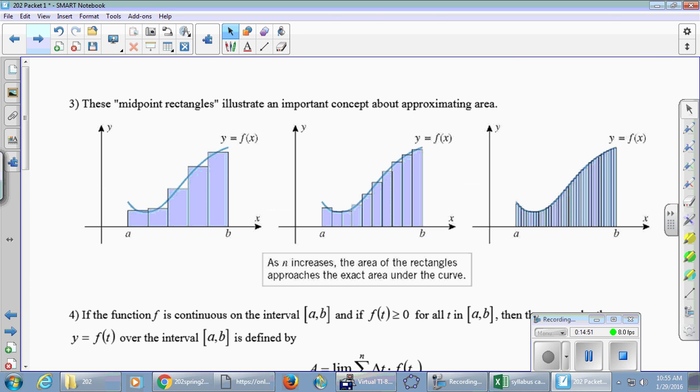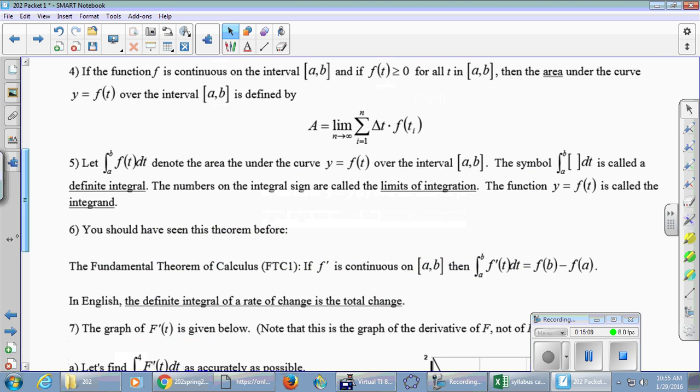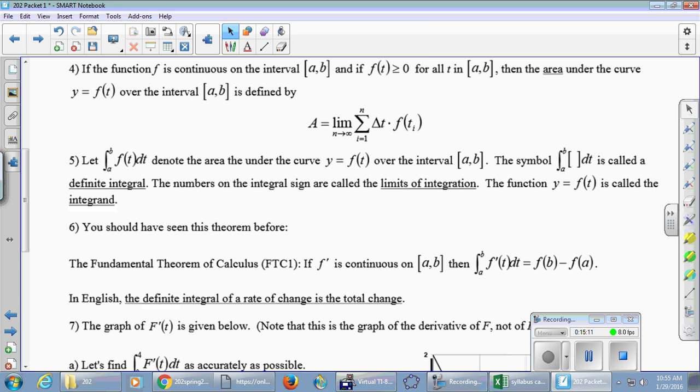So by using more and more rectangles, you have less and less error in approximating the true area, and so that's what's written out here. N in these problems represents the number of rectangles. As N increases, the area of the rectangles approaches the exact area under the curve. And so that allows us to write this very fancy and very symbol heavy actual definition of the area under a curve.